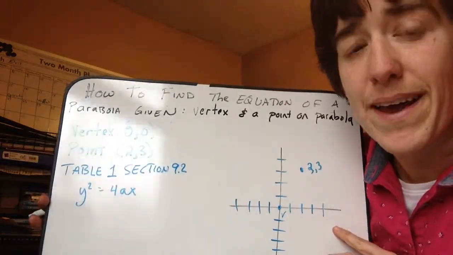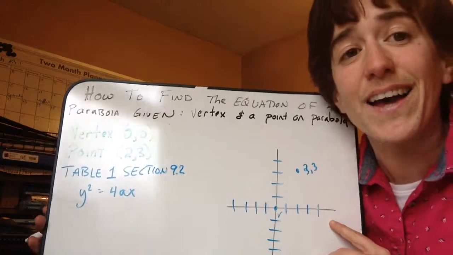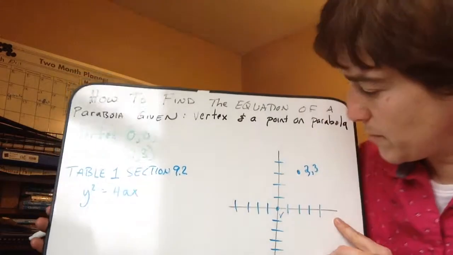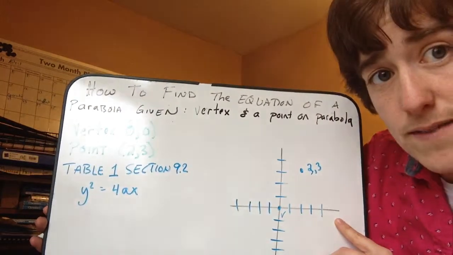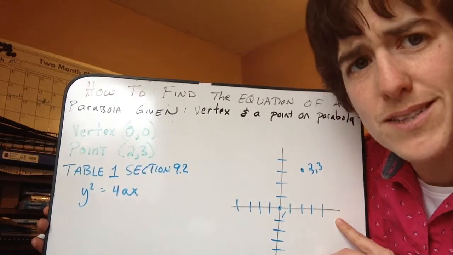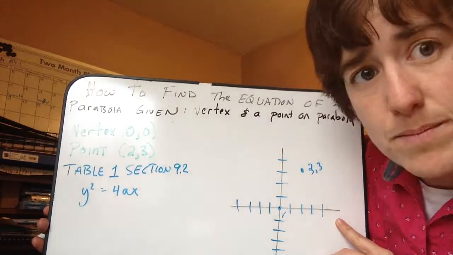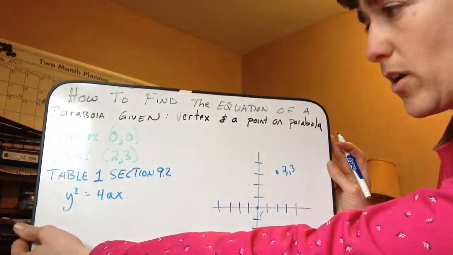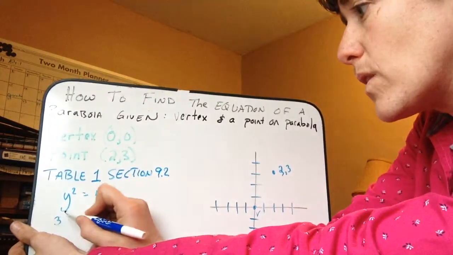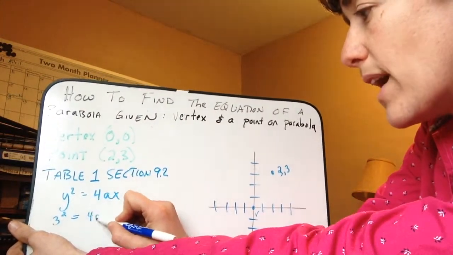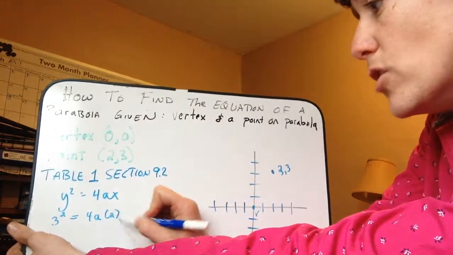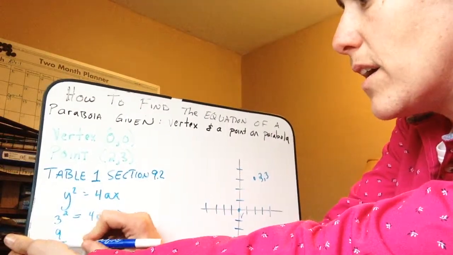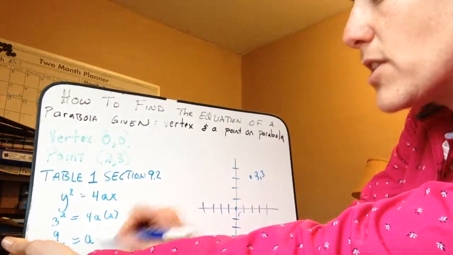Seeing that I don't know my a value, since I don't know what my focus is, I have to first start there. I've got to figure out, how can I find my a? Well, I've been given an x and a y value for the point. So I'm going to go to my base equation, and I'm going to substitute in my y and my x value and solve for a. So in for y is going to go the value 3, and in for x is going to go the value 2. That's going to give me an a value of 9 over 8.